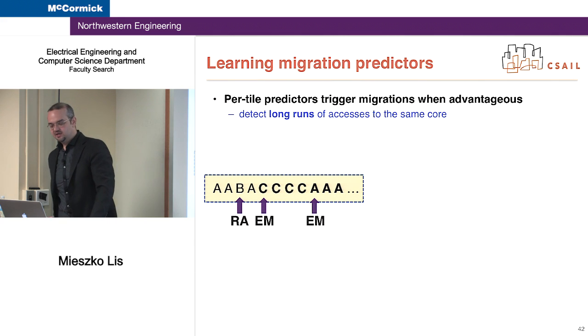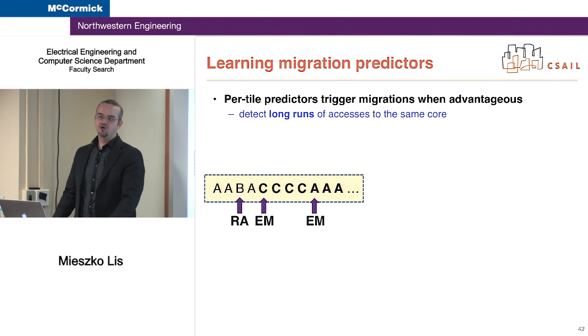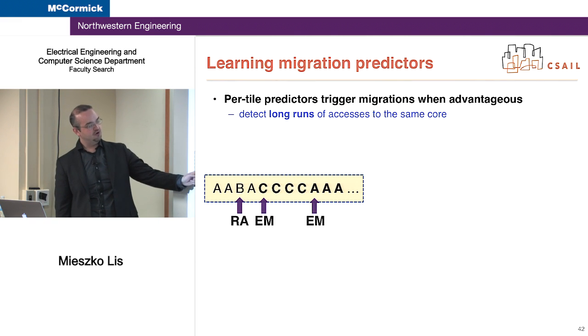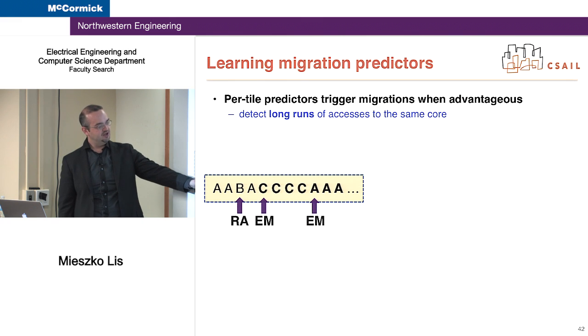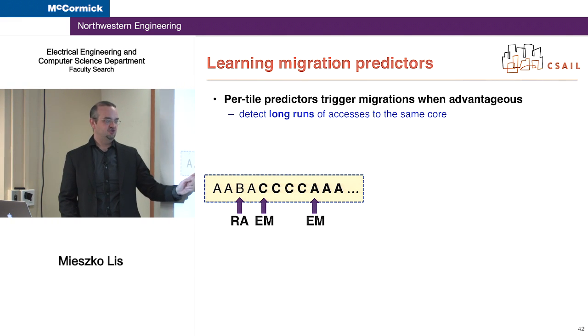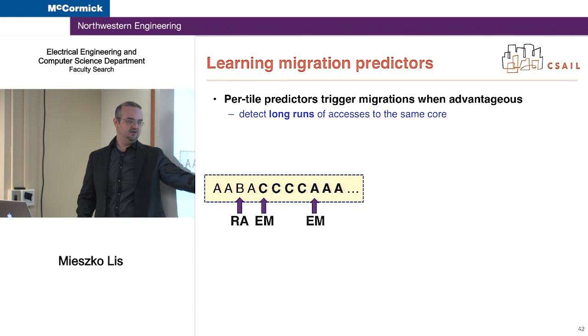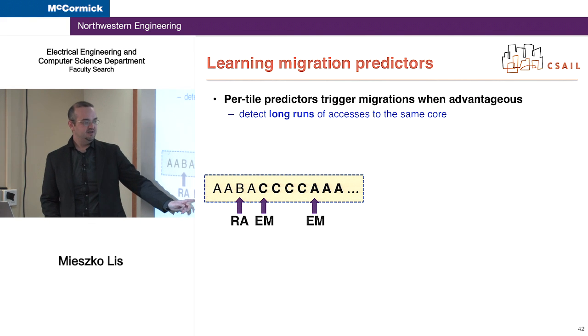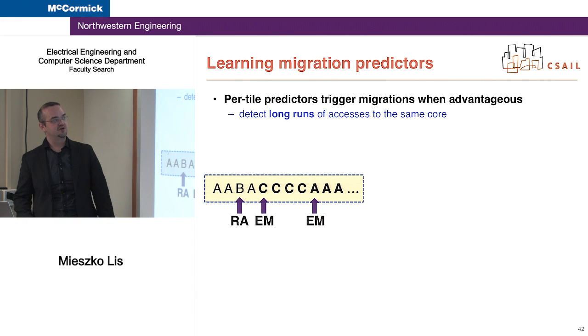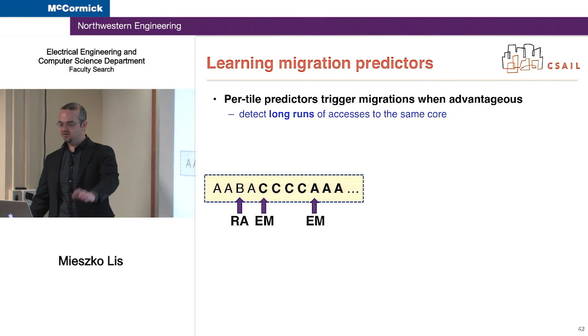How this works is it basically tries to detect long runs of accesses to the same core. If you have a bunch of accesses to core A, and say you run in core A, and then you have an access to core B, wherever that is, and then you have to go back to core A, then it doesn't make sense to migrate here, right? So you want to do remote access in this case. Whereas if you have lots of accesses to another core, say core C in this case, then you want to migrate and keep running there because you have enough accesses to amortize the cost of migrating the thread.